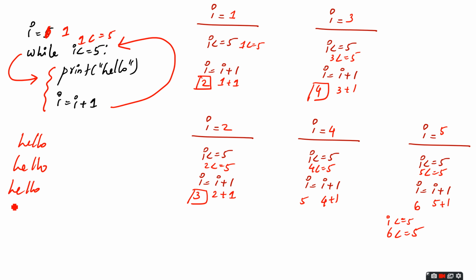Before that, we have to print the hello. If I equal to 4, we have to print hello. After that, we are updating the value. 4 plus 1, 5. Now the next value of I will be 5. 5 less than or equal to 5. Condition true. We have to print the hello.